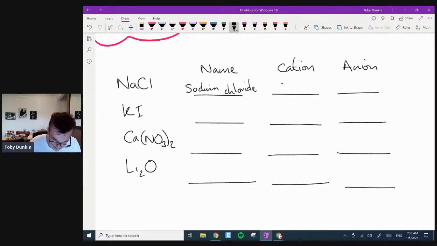Sodium chloride, the cation is the sodium ion. Notice, by the way, I'm not writing sodium. I have to write down the word ion. Brackets Na+. And then the anion is the chloride ion, which is Cl-.